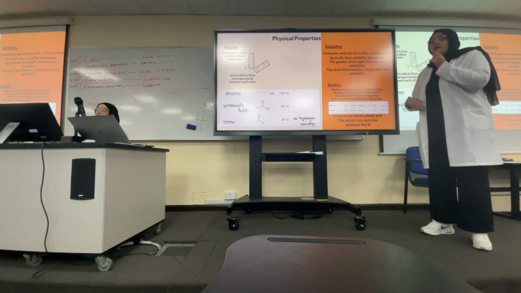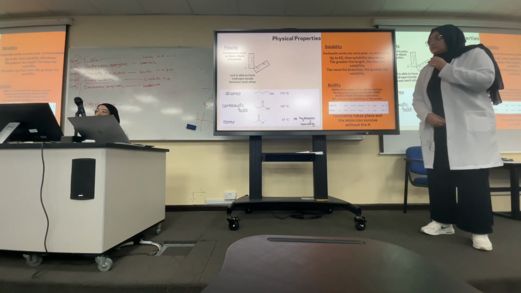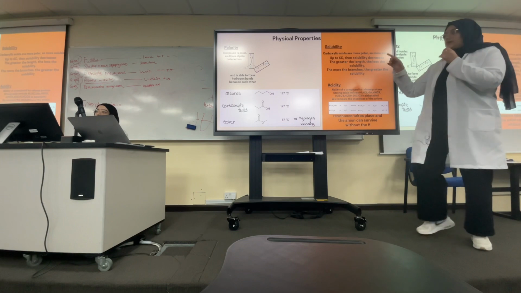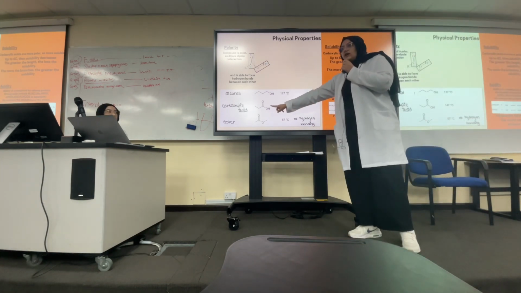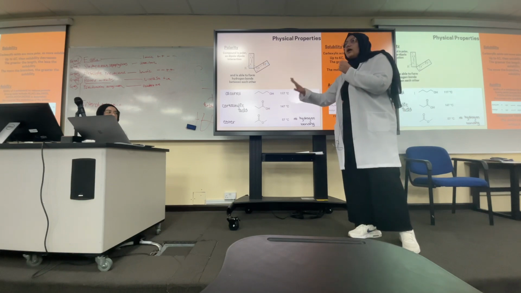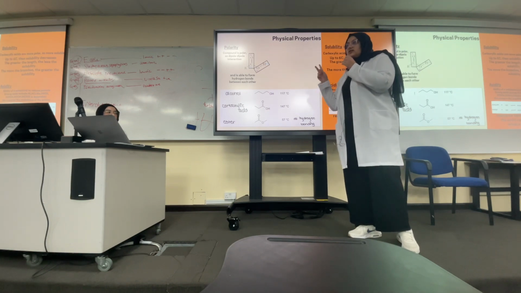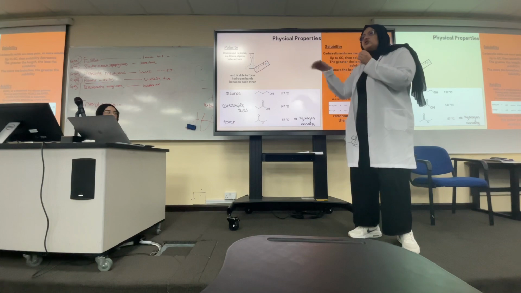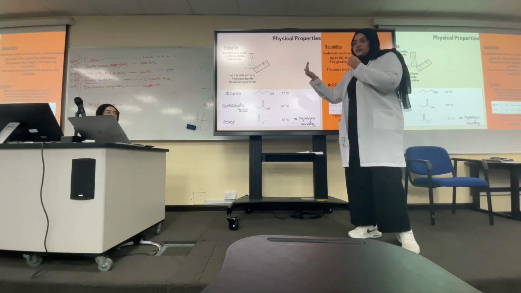Why is the boiling point for carboxylic acid higher than alcohol? Because I have two types of interactions: my hydrogen bonds and my dipole interactions. But in my alcohol, I only have hydrogen bonds. So it has one more advantage than my alcohol, so it's going to be higher.